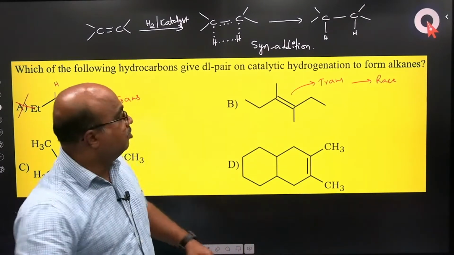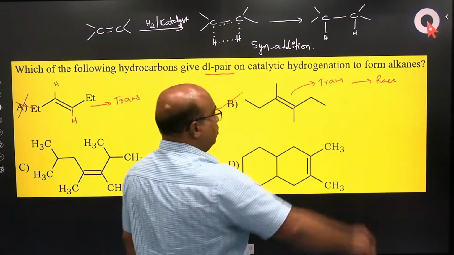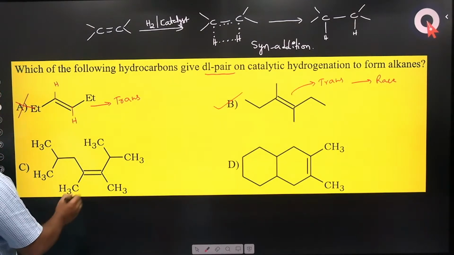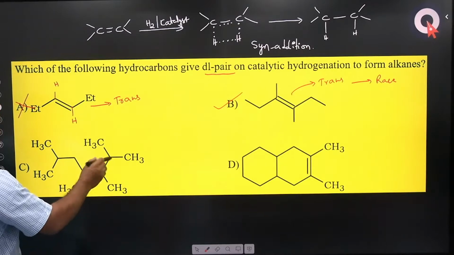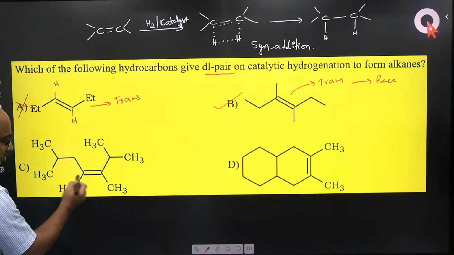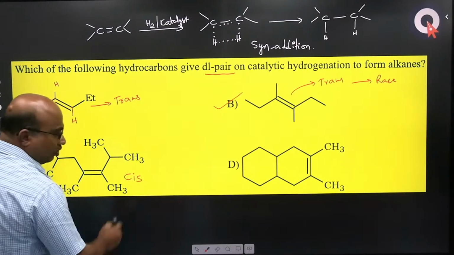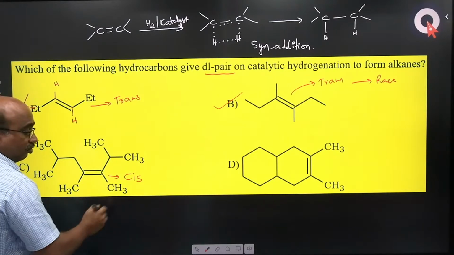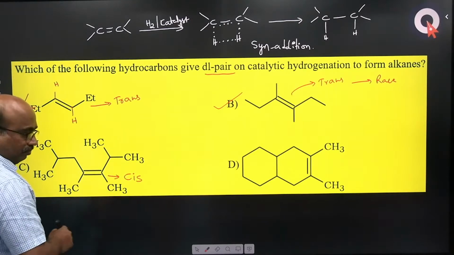Clear? That means he is asking for the DL pair, so this can be our option. Now what is this? This is a cis compound, CH3 and CH3. Either these two groups may be the same or different, but at least these CH3 and CH3 are the same. So this is a syn compound, cis isomer, sorry. So the cis isomer with syn addition will give meso.